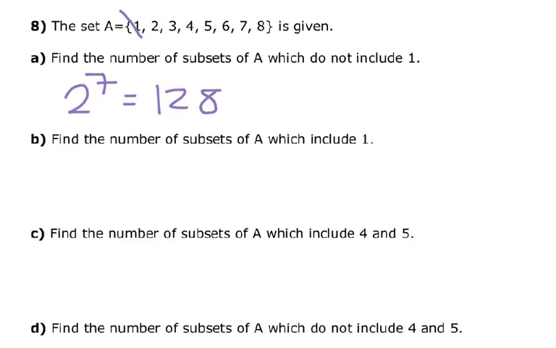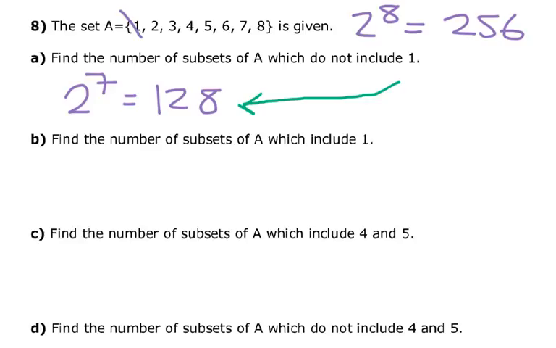Also good to remember here is that if we've got 8 elements, the total number of subsets of the set A is 2 to the power 8, or 256. So we can see that half of them don't contain 1. That also helps us with the next question. It says find the number of subsets which include 1.